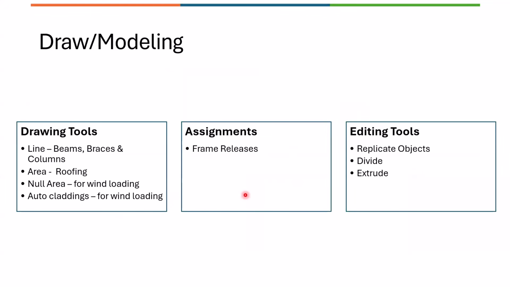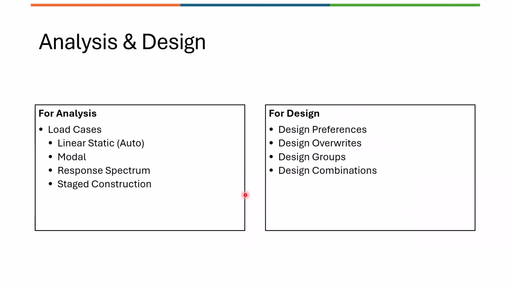And in the drawing, we will be using various tools, assignments, and editing tools in creating the required steel structure. And then for the analysis and design, we have certain definitions, and specifically for the design, we have preferences, overrides, etc., which will also be covered.